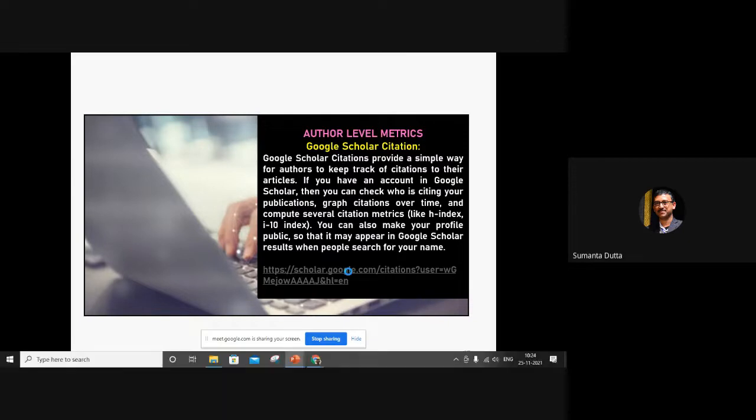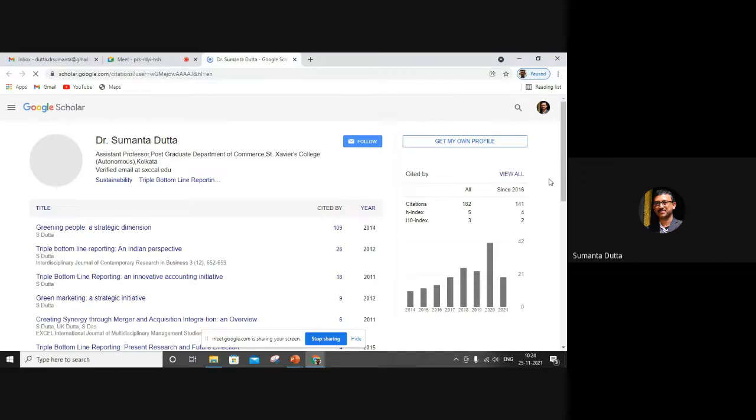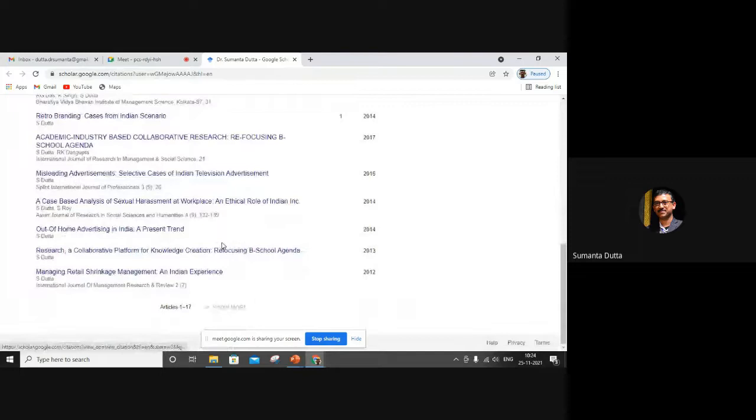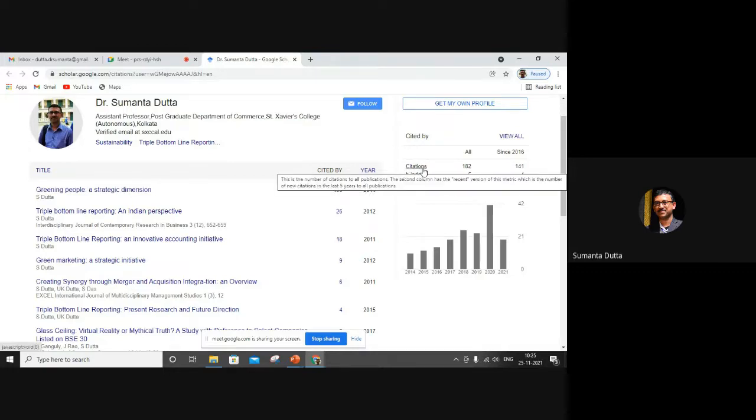Say, for example, I'm just showing you. See, this is my Google Scholar profile. This is the number of papers available in the database. When I focus on this particular paper, it has been cited more than 109 times from 2014 till 25th of November 2021. It is automatically reflected in the citations, the total number of citations, and my h-index as well as my i10 index.